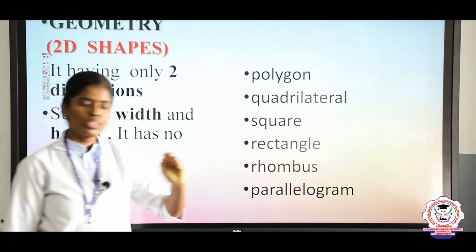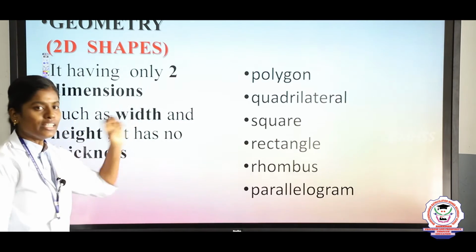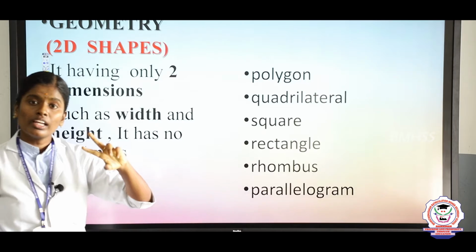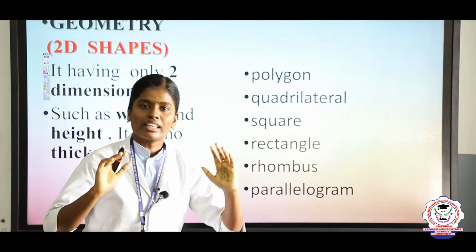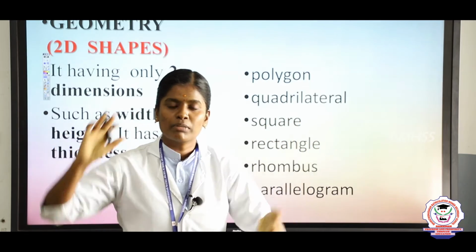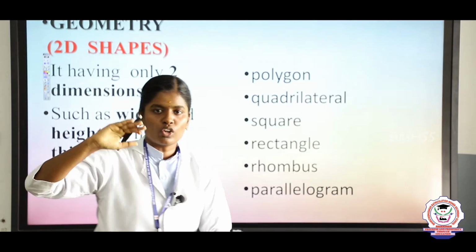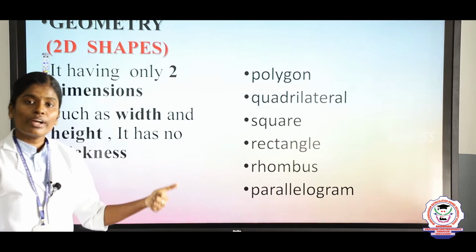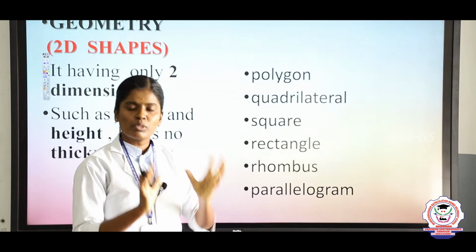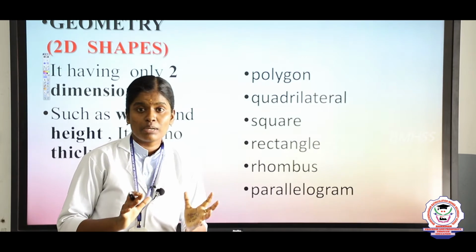What is meant by 2D shape? It has only 2 dimensions, that is width and height. So, in Tamil they used to say agalam மற்றும் உயரம். இது ரெண்டுமே இருக்கும். Okay. So, it has no thickness. Today, we are going to see some of the 2D shapes properties.